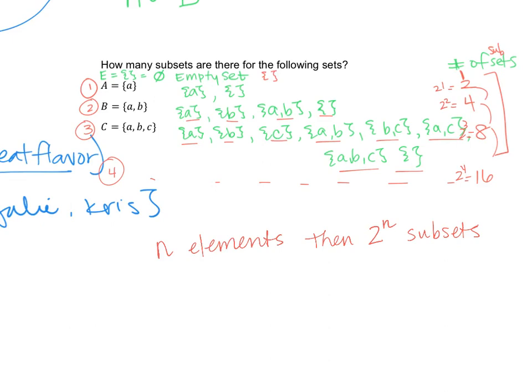And that even matches with the very first one because there's 0 elements in there. 2 to the 0 does equal 1. So if there were, let's say, 30, no, that's too big. Let's say that there were 5 elements. Then there would be 2 to the 5th, which is 32 subsets that you could come up with. All right, in the next video we're going to learn even more about sets.